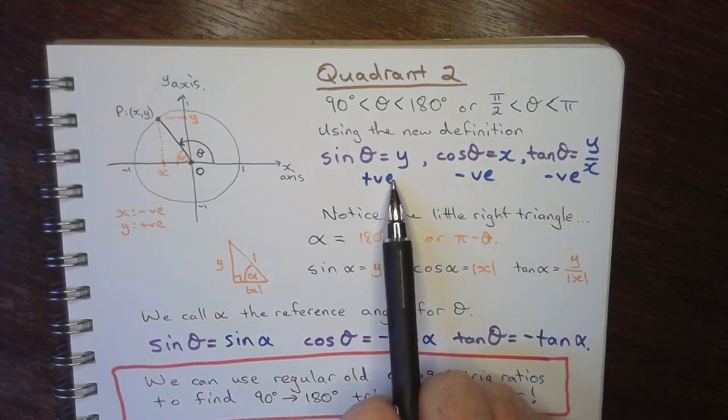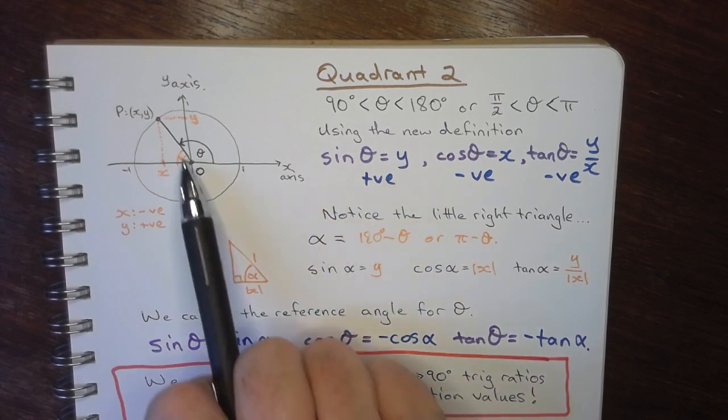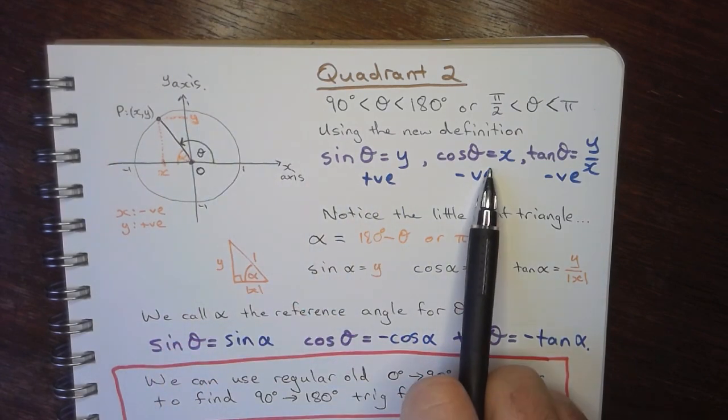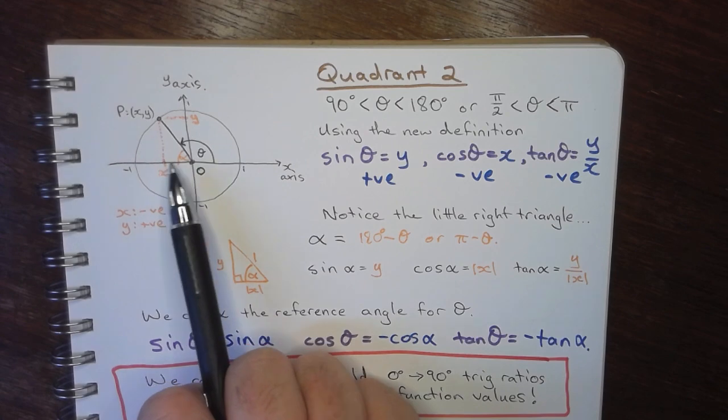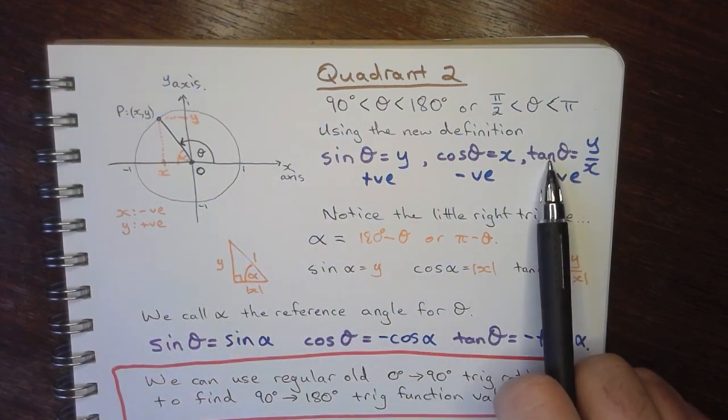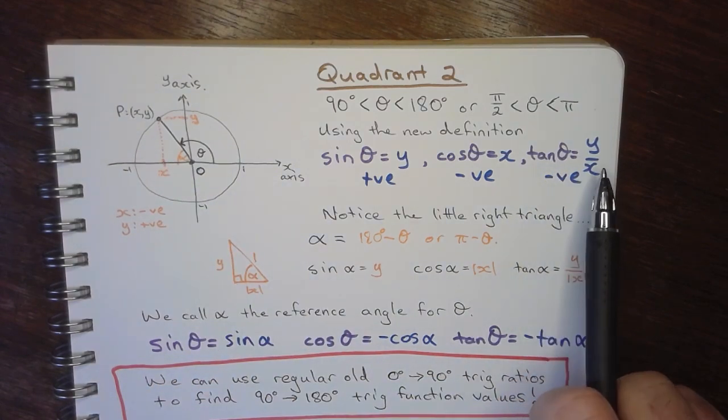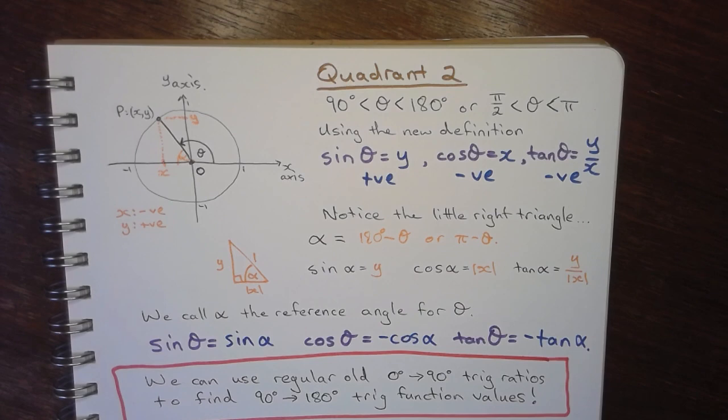And just note that sine theta is going to be positive because the y is up here. Cosine, though, is going to have a negative value because the x-coordinate is in a negative location. So then tan theta, positive over a negative, is going to be a negative itself.